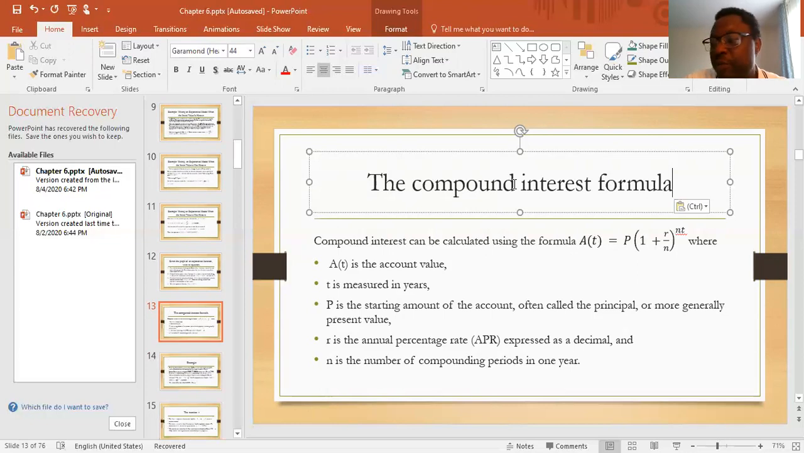or more generally, the present value, how much money you have deposited into your account. r is the annual percentage rate expressed as a decimal, and n is the number of compounding periods in 1 year. How often are they going to compute the interest and add it to the actual value?